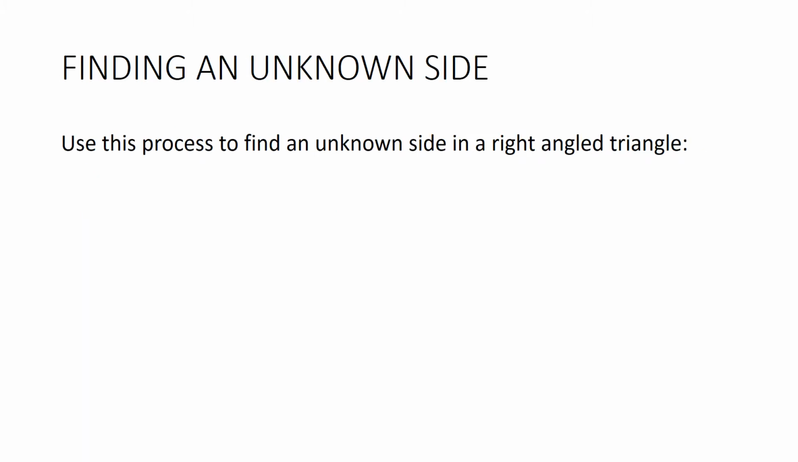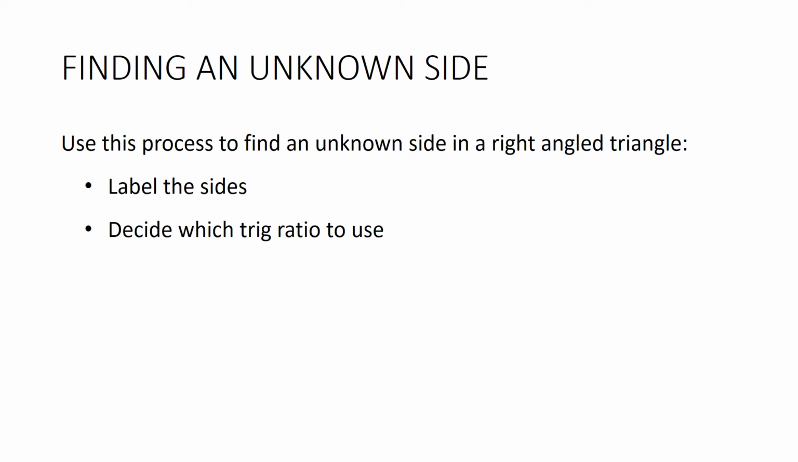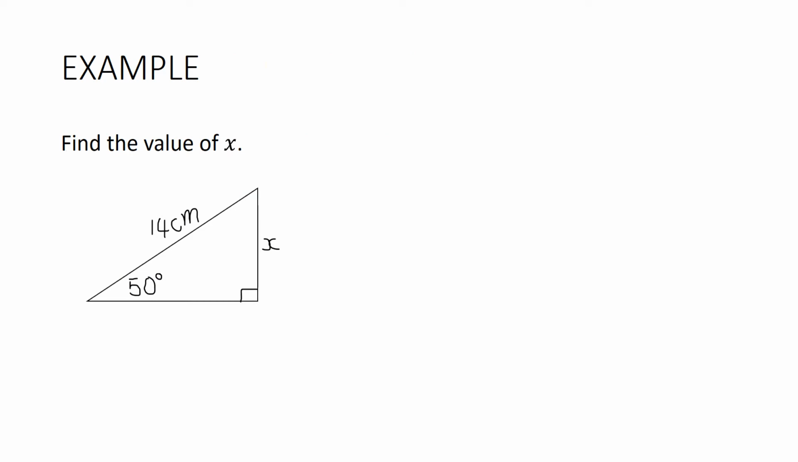So let's look at how we find an unknown side. We're going to use the following process. So firstly, we label the sides of the triangle. Then we decide which trig ratio to use. Then we set up an equation, and then we solve the equation. Here's an example. Find the value of x.